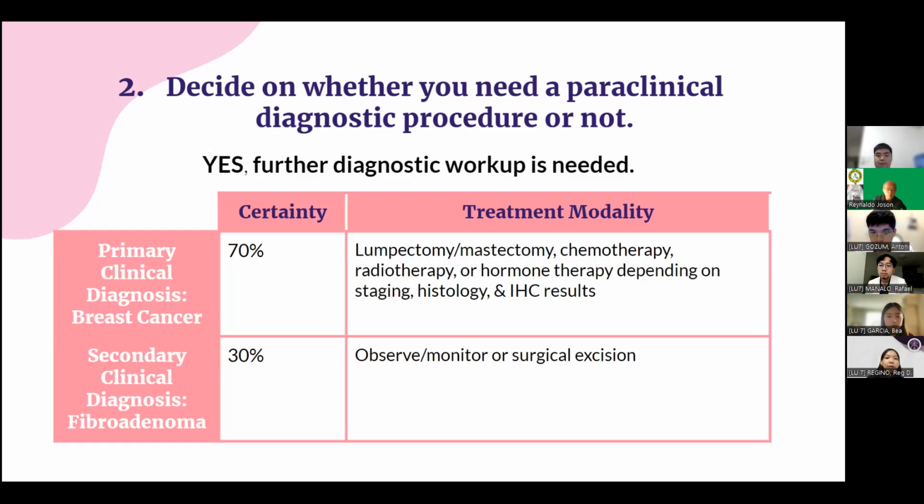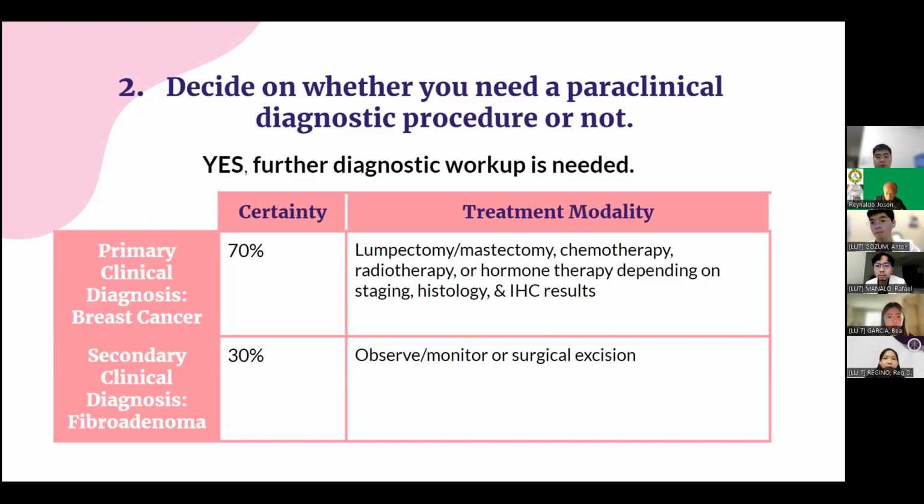So with our primary diagnosis of breast cancer, we are around 70% certain, and the treatment modality would have been lumpectomy or mastectomy, chemotherapy, radiotherapy, or hormone therapy, depending on the staging, histology, and immunohistochemistry results. And then we are around 30% certain of our secondary clinical diagnosis of fibroadenoma. And the management, as we can see, will change because usually we just observe or monitor these types of lesions, or we could also decide to excise the lesion surgically.